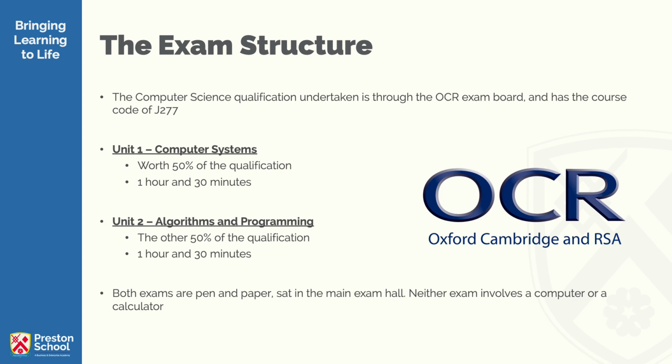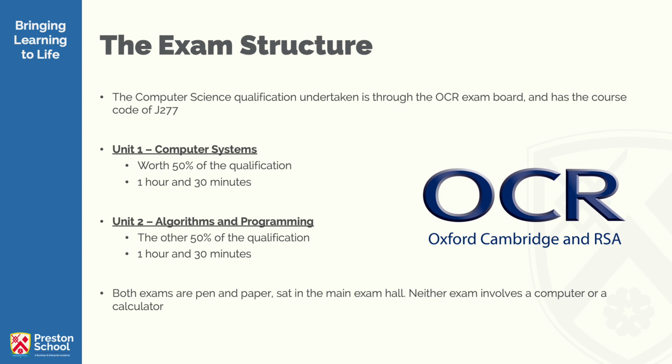Unit 1, Computer Systems, and that's an hour-and-a-half exam paper worth 50% of the qualification. The second paper is usually sat around a week later, and that is Unit 2, Algorithms and Programming. That is the other 50%, and that is also an hour-and-a-half. So there are two exam papers, hour-and-a-half each, and they're each worth 50%.